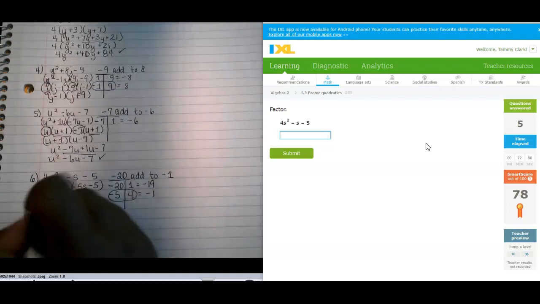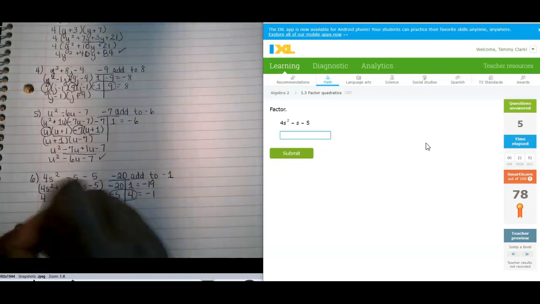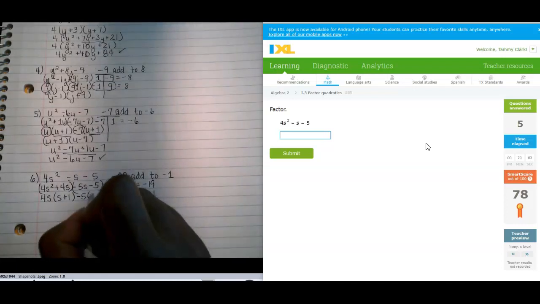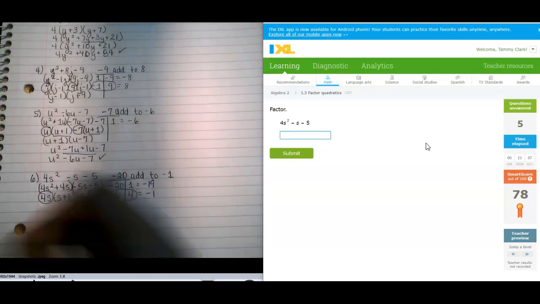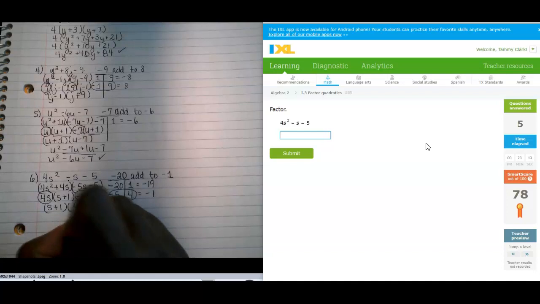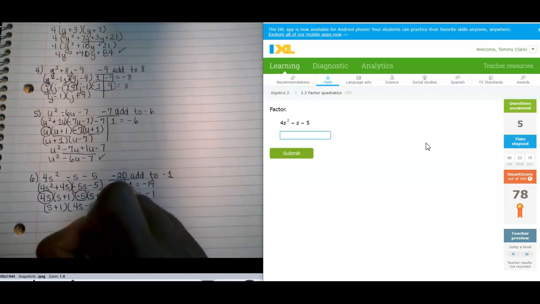Look here, you have 4s in common. That leaves you with s plus 1. Here we're going to factor out a negative 5, and that leaves me with s plus 1. So my first factor is s plus 1. My second factor or binomial is 4s minus 5.